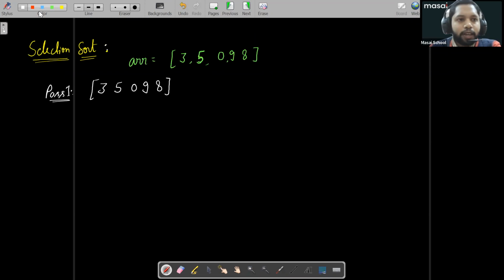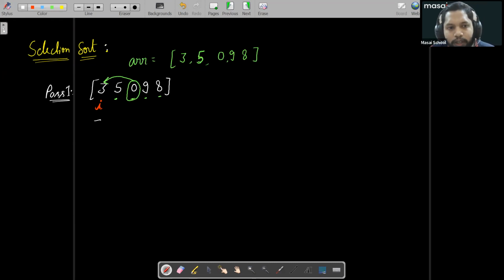Just watch carefully, guys. Here I am starting. My eye is at this index, which is 0. Now I will check, is 5 the minimum? No, I will simply move forward. Is 0 the minimum? Yes, it can be. Is 9 the minimum? No. Is 8 the minimum? No. So I found the 0 element as my minimum, and I will swap it with the first element. I will simply swap it now.